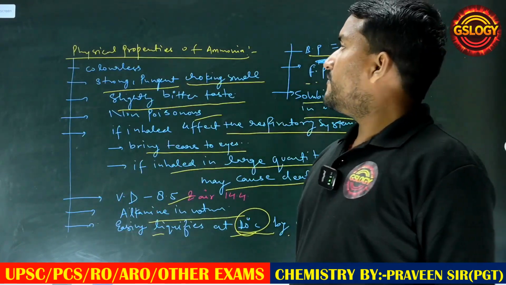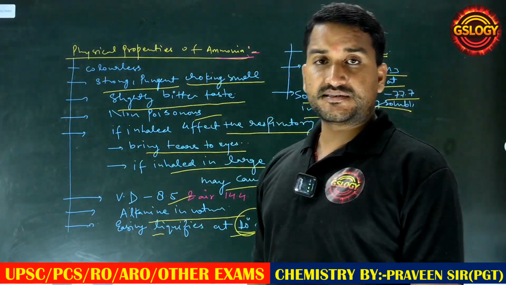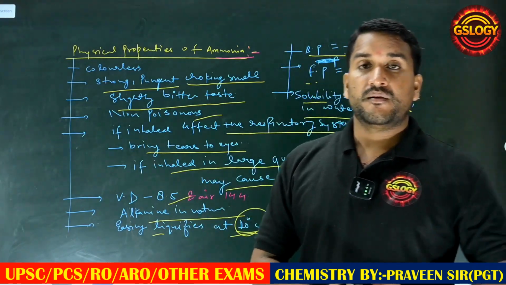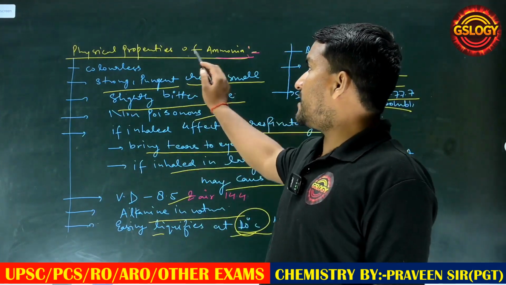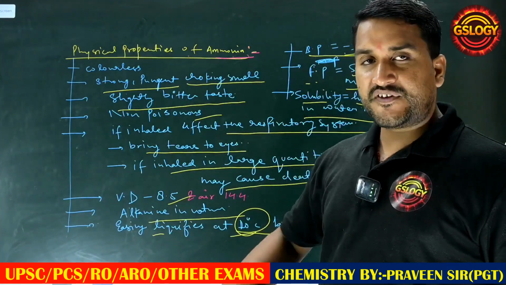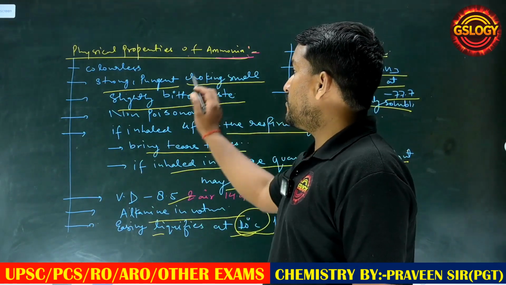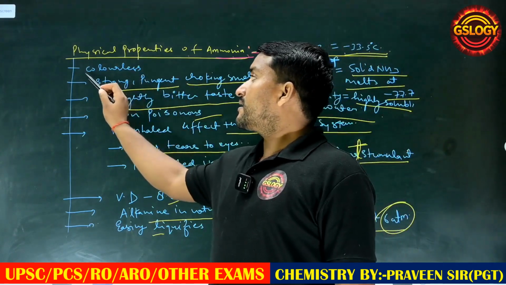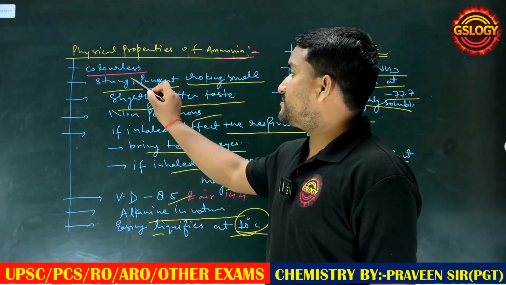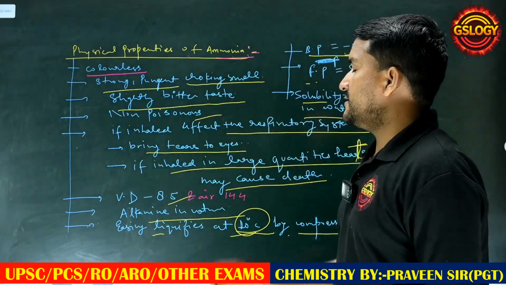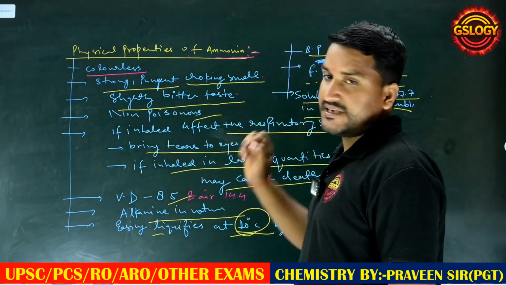Next topic is the physical properties of ammonia. So I have discussed the method of preparation of ammonia. Now let's get on to the next topic, the physical properties of ammonia. After that I will discuss the chemical properties of ammonia. You know very well, ammonia is a colorless gas, with a strong, pungent, choking smell, and it has a slightly bitter taste.